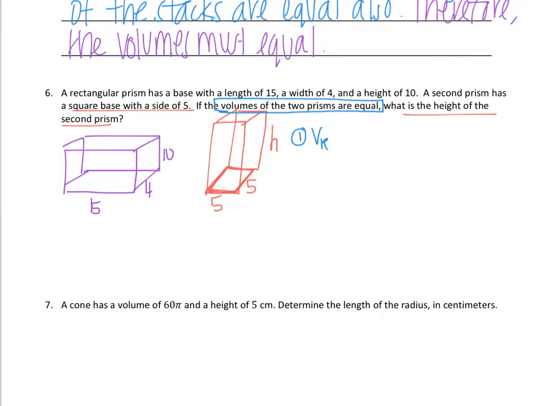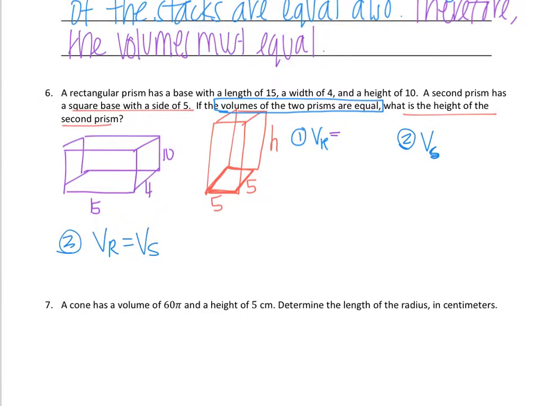So we're going to find the volume of the rectangular prism. We're going to find the volume of the square prism. That's a little s there. Sorry, that's messy. S, square prism. And then third step, it says that the volumes are equal. So we're going to set volume of the rectangular prism equal to the volume of the square prism.